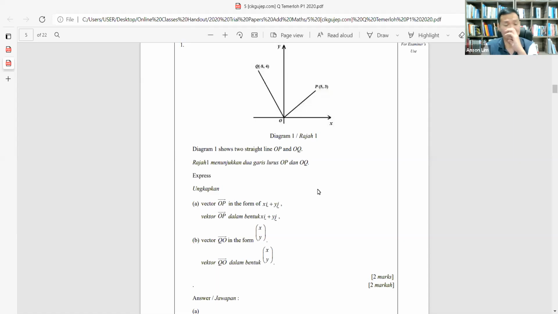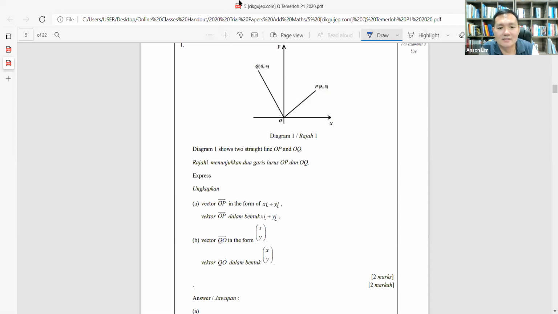Okay, so for those who just came in, we'll start with this question. Let's start with the vector today. How to write it in this form OP. For those who manage to do it, that's great.